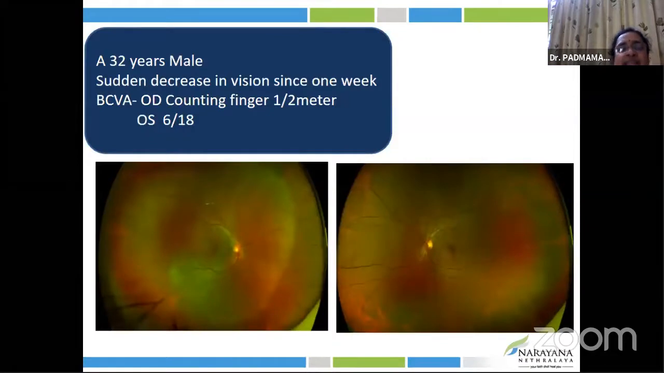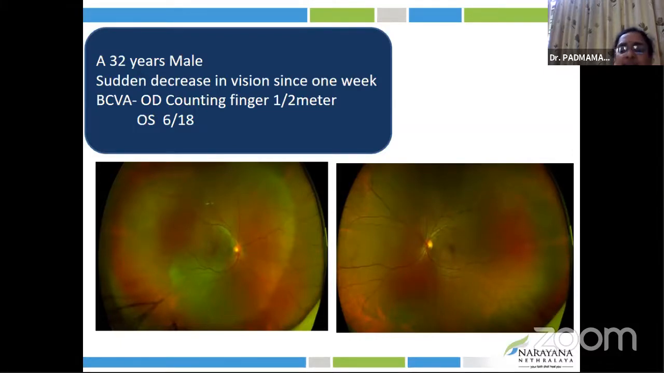The next case is a 32-year-old male with sudden decrease in vision since 1 week. The visual acuity at presentation was counting fingers at half meter in the right eye. When you look at it, you could see annular opacification in the outer retina in the right eye. The left eye had vitritis 1+, but the fundus grossly looks normal.